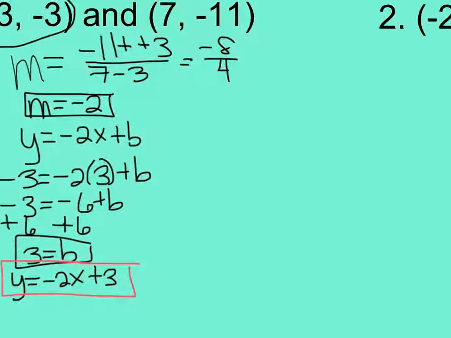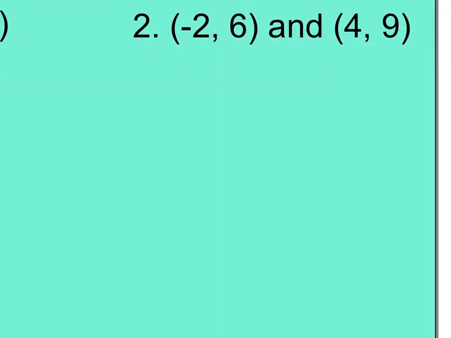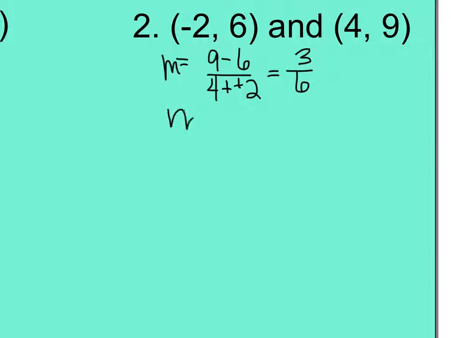Moving over to number 2, same concept. The more you practice this, the better the skill gets, and this is a very important skill in Algebra 1. So we find our slope, m equals 9 minus 6 over 4 minus, be careful of that negative 2 there, 9 minus 6 is 3, plus a positive becomes 6, and 3 over 6 we can always simplify to 1/2.